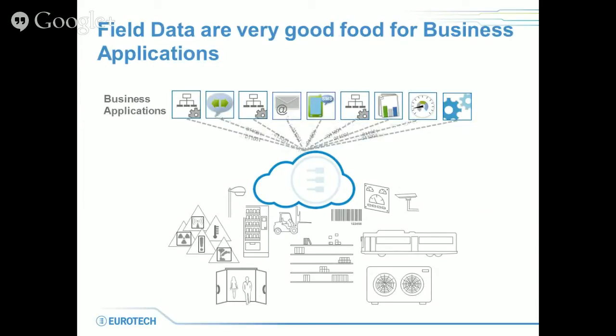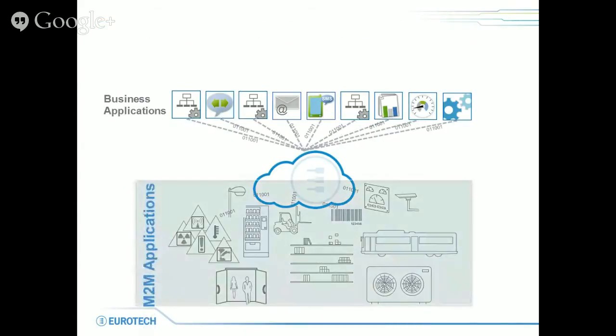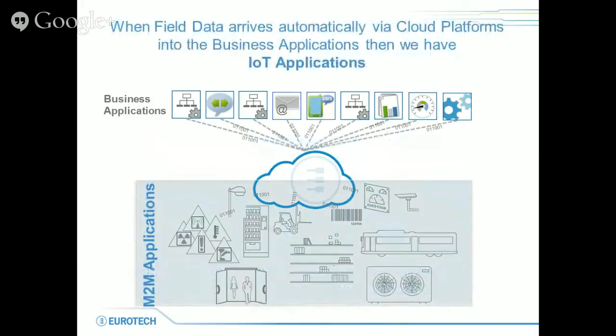And field data, data retrieved from sensors on the field, have always been a very good food for business applications, but it was much too expensive a food to be bought, to be eaten. So when we have the data from the sensors going device to device in a machine-to-machine application, and then this sensor data going automatically into a business application, into a vertical business application, then we can say that we have an Internet of Things application.